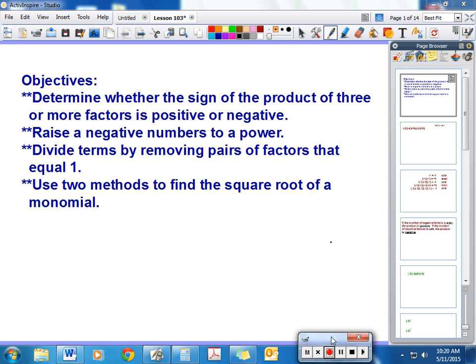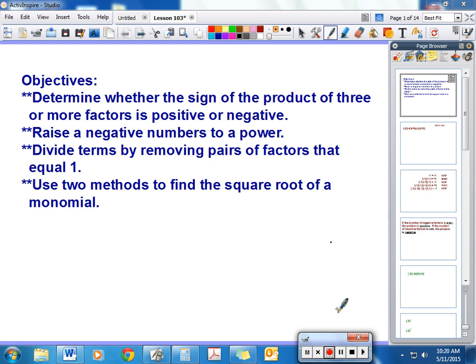For lesson 103 today, we're going to be talking about algebraic expressions. We're also going to be multiplying positives and negatives, and we're going to teach you some shortcuts there for knowing what the sign of an answer is if you're multiplying multiple factors together. So first objective is we're going to determine whether the sign of the product of three or more factors is positive or negative. We're going to raise a negative number to a power.